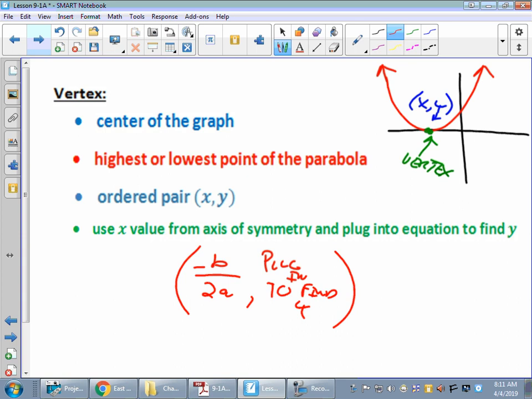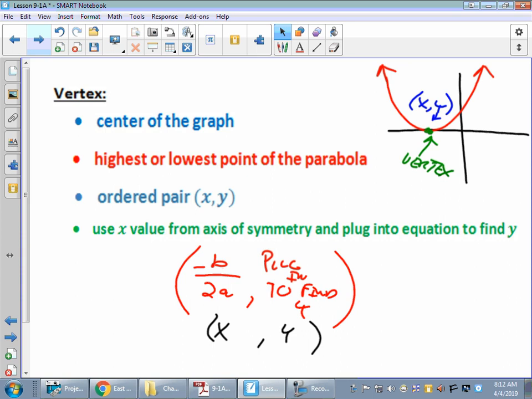I put that like this because this is basically your x coordinate, and this is your y coordinate over here. I know it sounds weird, but once we do an example, you'll see. Use that axis of symmetry, that's your x coordinate, then plug it into the equation, and you'll spit out a y value for you.